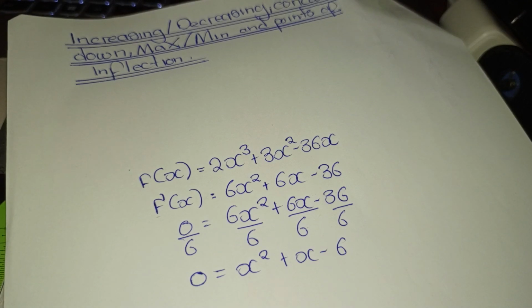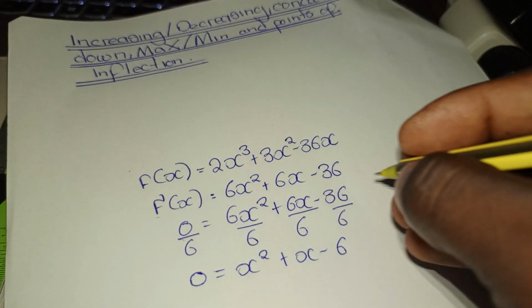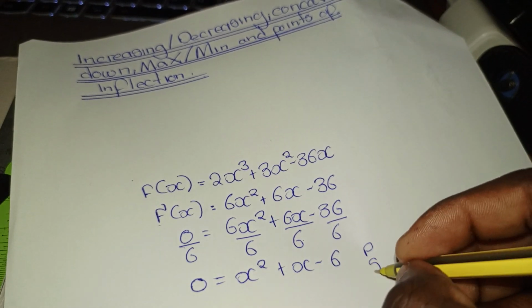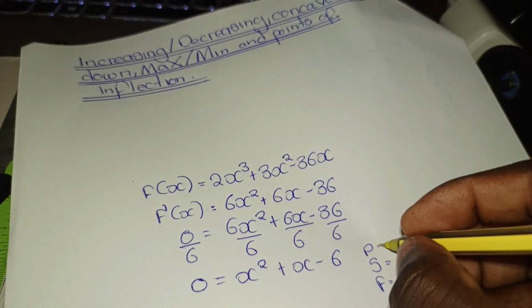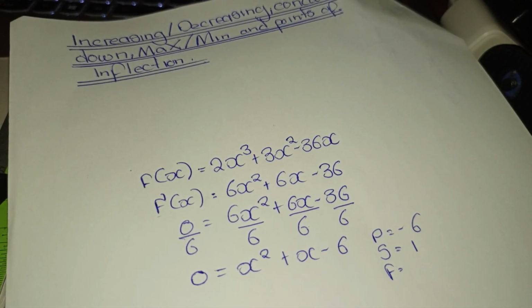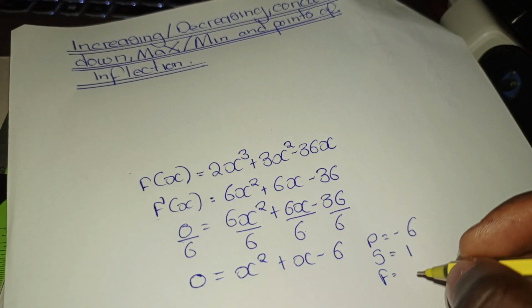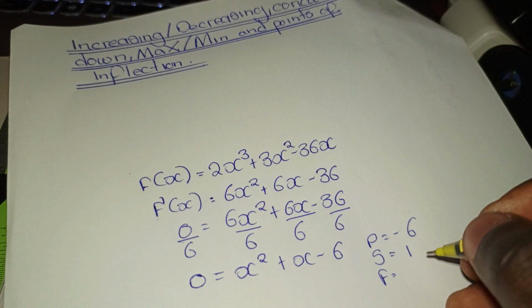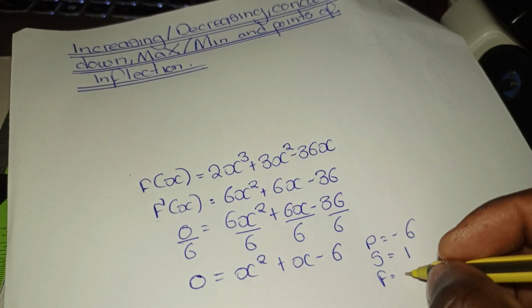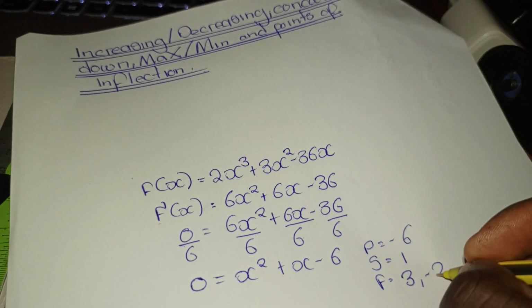Then from here we can use the quadratic factorization method, where we have product, sum, and factor, where the product is -6 and the sum is 1. And you look for two numbers which when you multiply give you -6, and when you add those two numbers, give you 1. And those two numbers are 3 and -2.